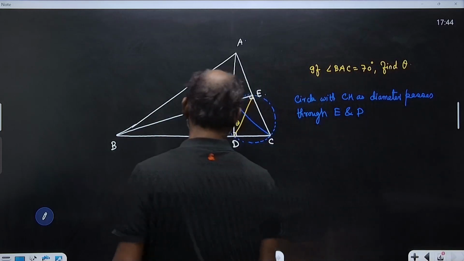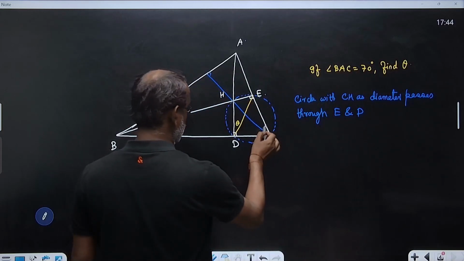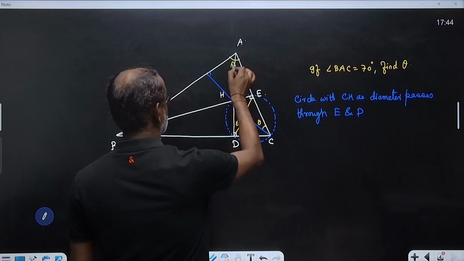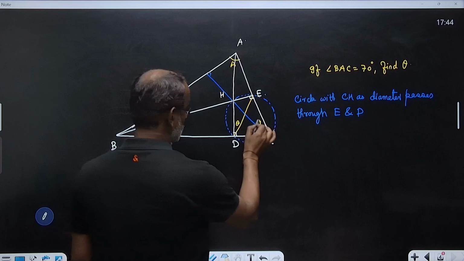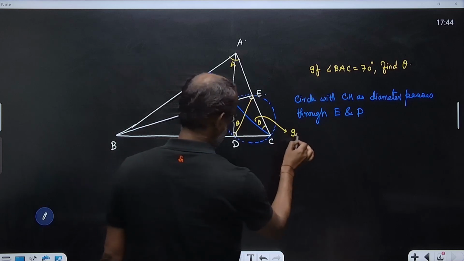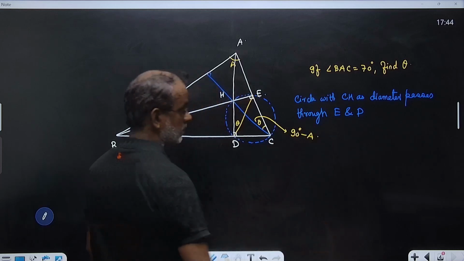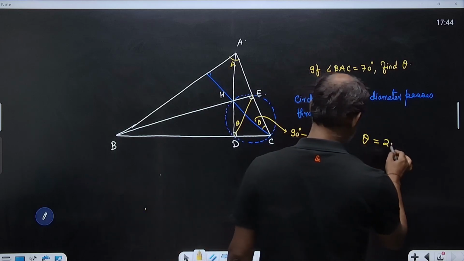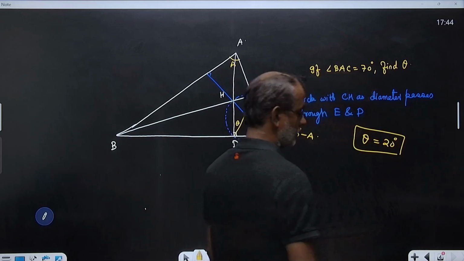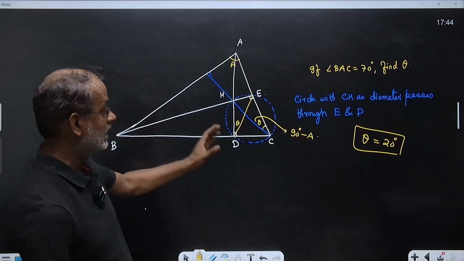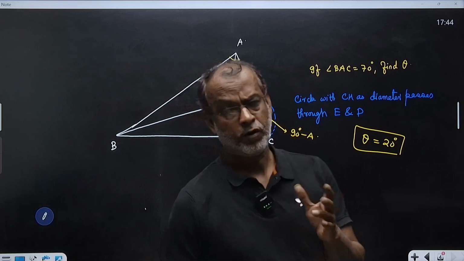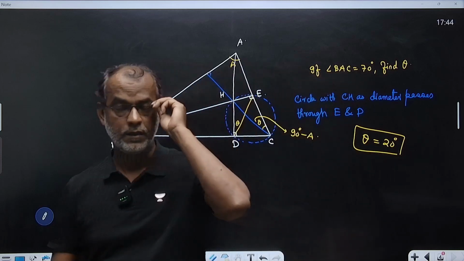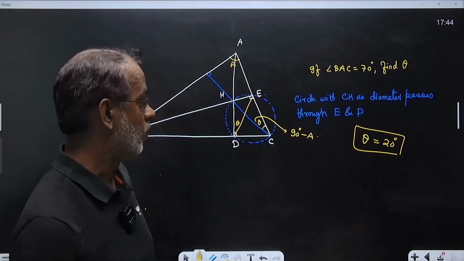So if this angle is theta, this angle is also theta. This is angle A, this is 90. So theta is 90 minus A. So what is theta? Theta is 70 degree, 20 degree, very sorry. This is how I am saying that the angle chasing plays a very important part. Even when lengths are involved, once we get angles and one of the sides, other things just follow.